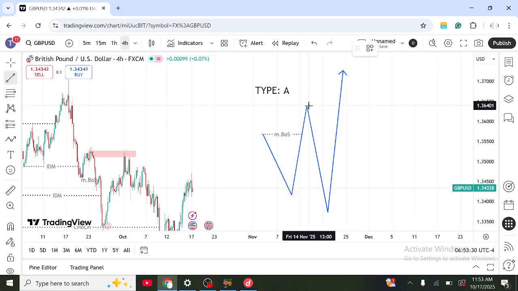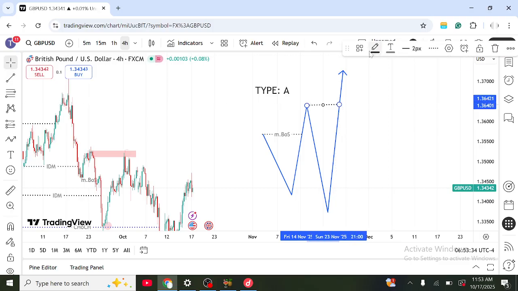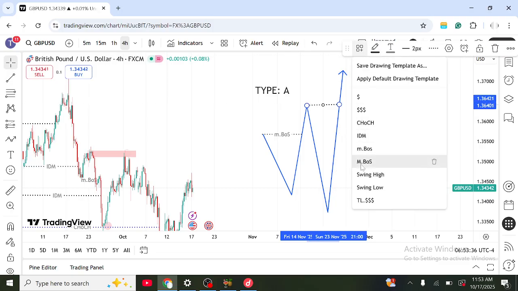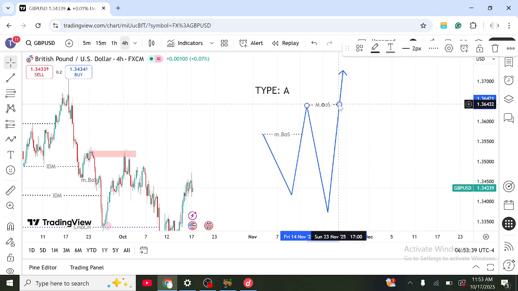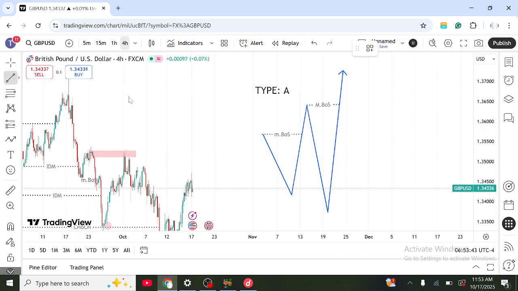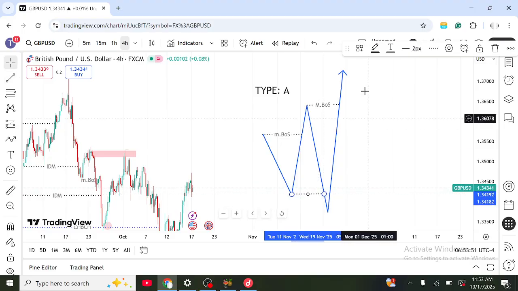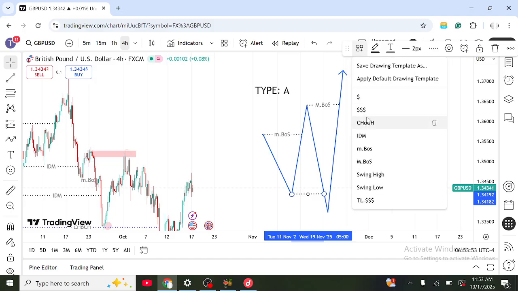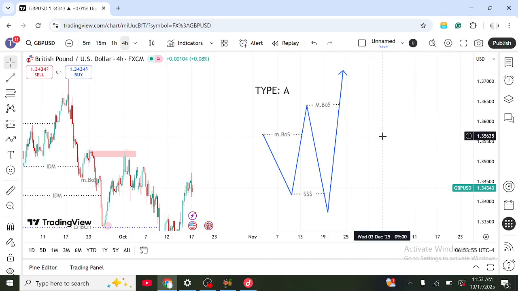And this is going to be another break of structure, which I'm going to label capital M, the major break of structure. Okay, and this level here is what SMC tags as the liquidity sweep. Okay, the liquidity sweep. So this is one type that you will see in the market, you understand.